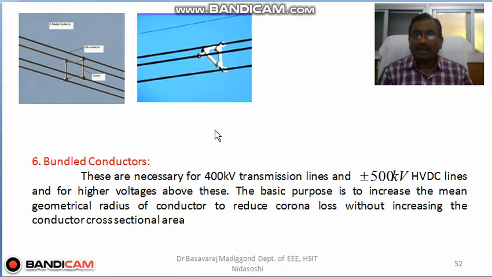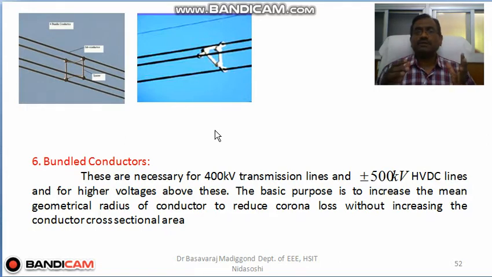What are the advantages of using bundled conductors? One, the greatest advantage is that it reduces corona discharge. Not only that, it also reduces the inductance. Total inductance of the transmission line gets reduced by using bundled conductors. Another advantage is that it reduces the radio interference, the communication interference, which passes through the power line. So that is reduced by this.